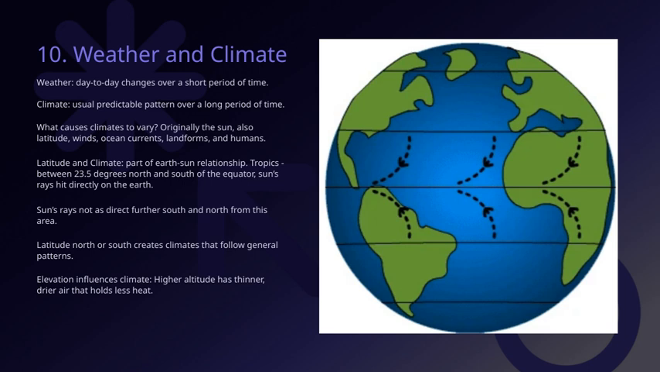Next, latitude plays a big role in shaping climate. Whether you're north or south of the equator, your position affects the type of climate you experience. Generally, the closer you are to the poles, the cooler your climate tends to be. The sun's rays also change intensity depending on your location.